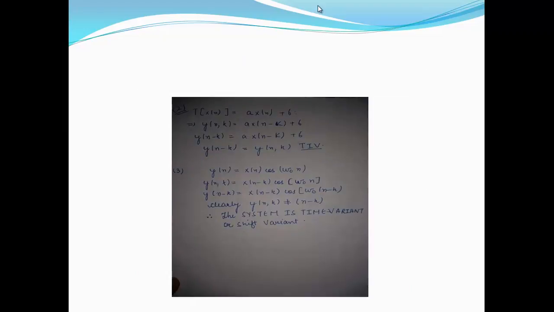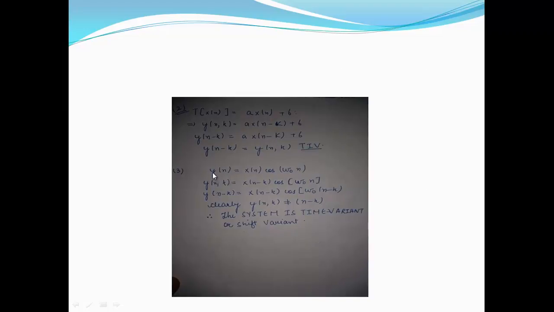Now we have another example: T of x(n) is equal to a x(n) + 6. Fine. So what do you do? First step, you just delay your input signal by k units. You will get a x(n−k) + 6. In the next step, you just replace n by n−k. So replacing n by n−k, you will get y(n−k) = a x(n−k) + 6. So you see both these things are equal. So it's a time invariant system.